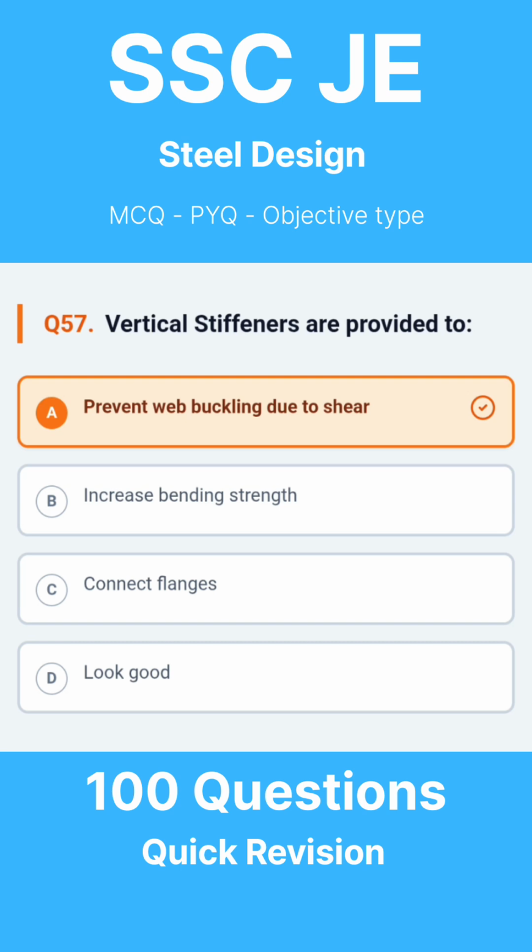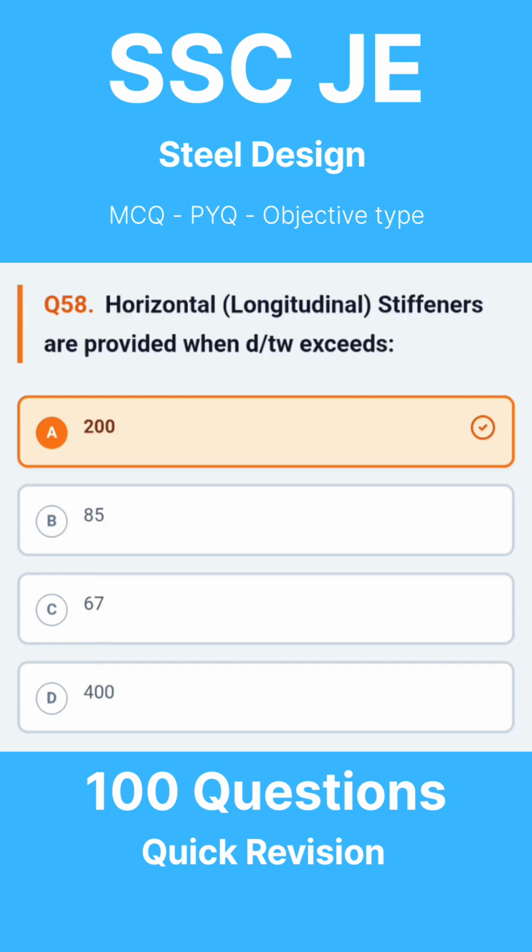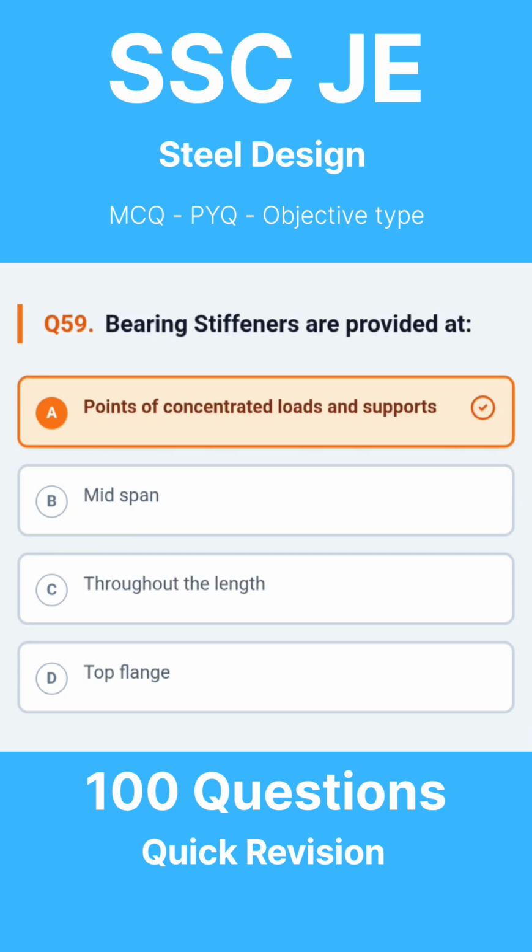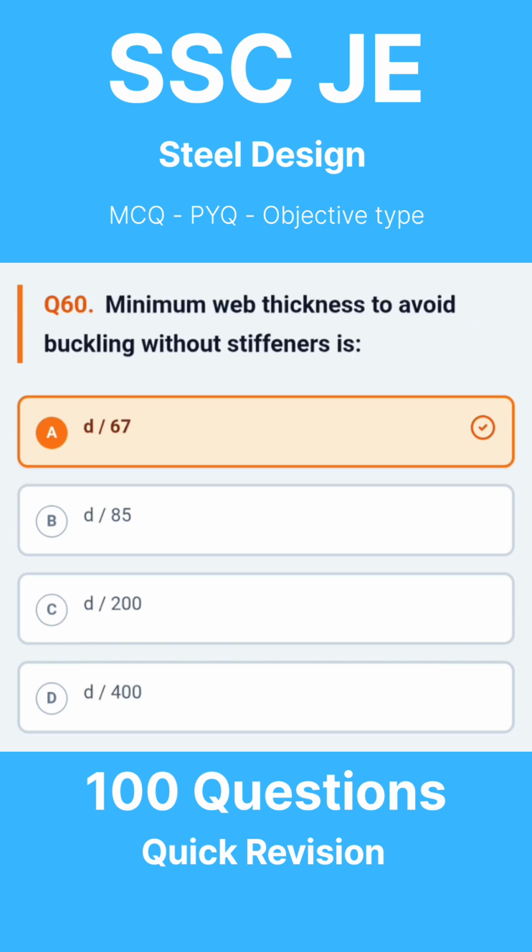Question 57. Vertical stiffeners are provided to. The correct answer is prevent web buckling due to shear. Question 58. Horizontal longitudinal stiffeners are provided when d divided by tw exceeds. The correct answer is 200. Question 59. Bearing stiffeners are provided at. The correct answer is points of concentrated loads and supports. Question 60. Minimum web thickness to avoid buckling without stiffeners is. The correct answer is d divided by 67.